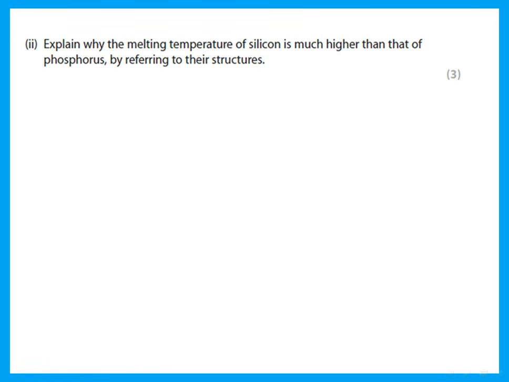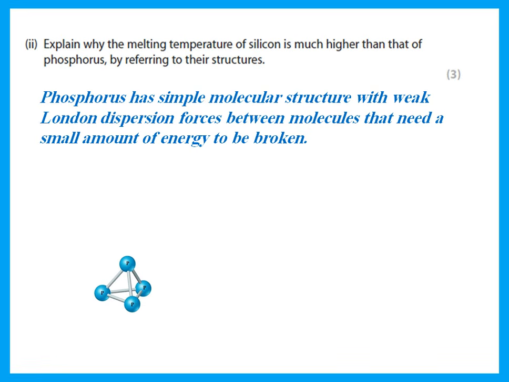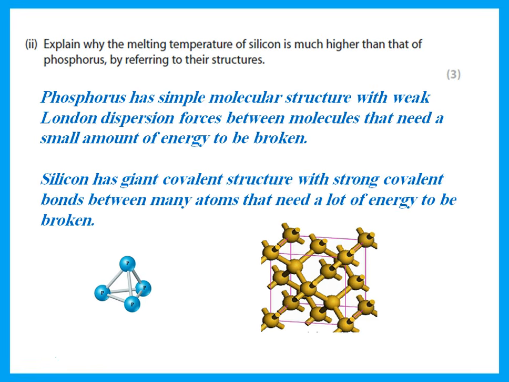Explain why the melting temperature of silicon is much higher than that of phosphorus. Well, remember, both of them are nonmetals, so the difference would be due to its structure. Phosphorus is a small molecule. It's a simple molecular structure, so it has only weak London dispersion forces between the molecules. These need a small amount of energy to be broken, while the silicon is a giant covalent structure with strong covalent bonds between its atoms, and that needs a lot of energy to be broken.